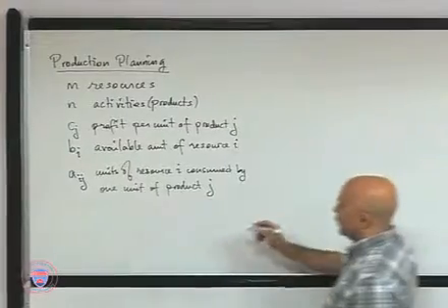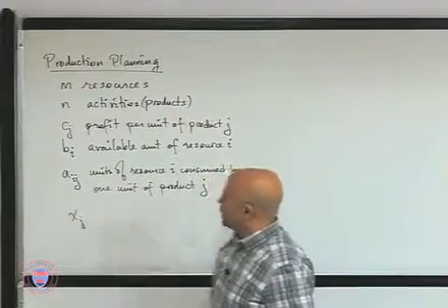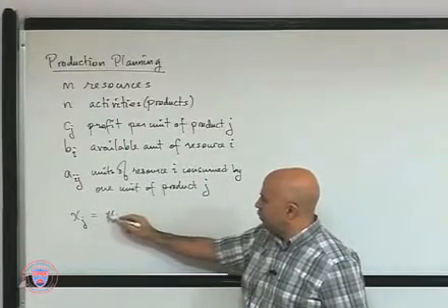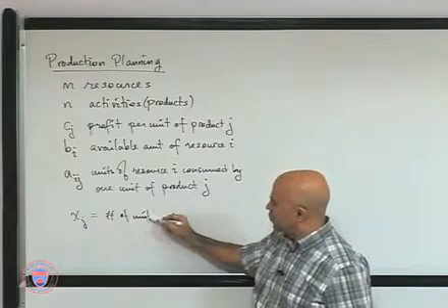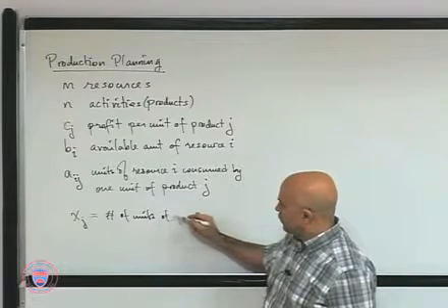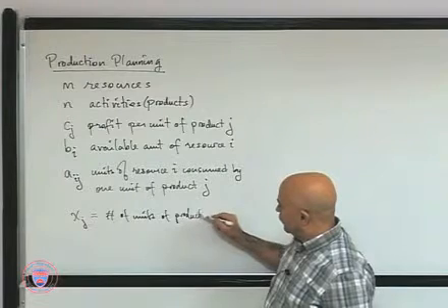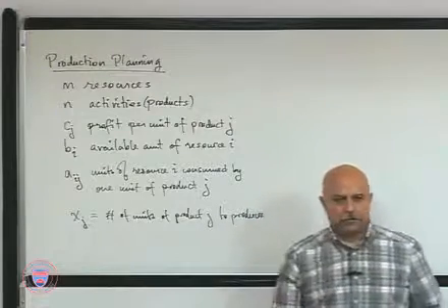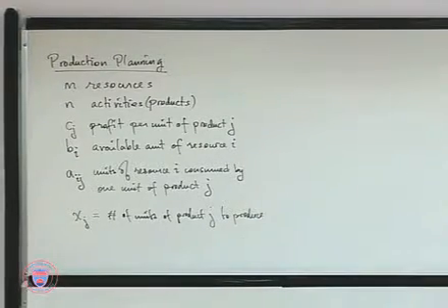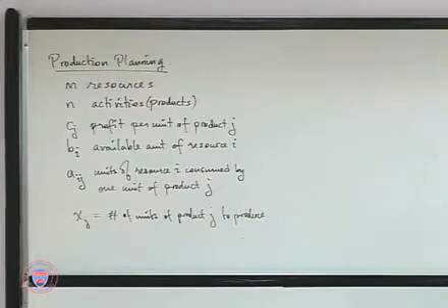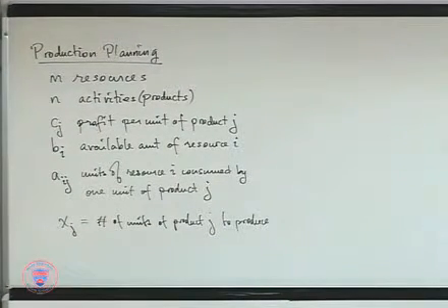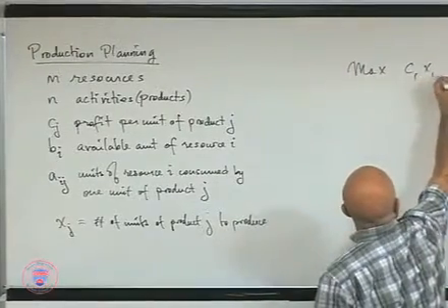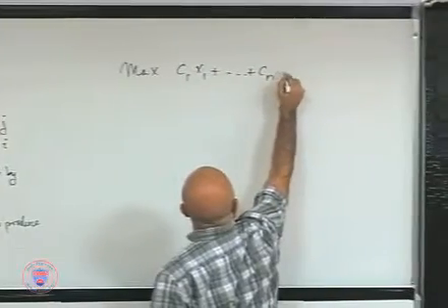And the basic problem here can be expressed as a maximization of the profit if you define Xj to be the number of units of product J to produce per planning period, where your planning period could be 1 day, 1 week, or whatever it is. Okay? So we maximize the total profit, which is your C1x1 up to Cnxn.